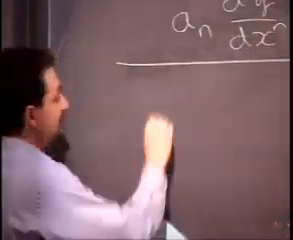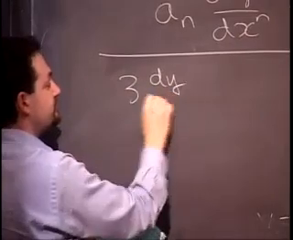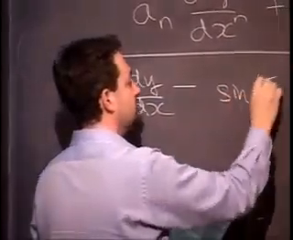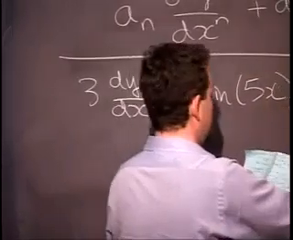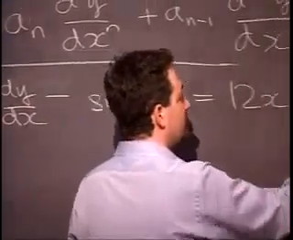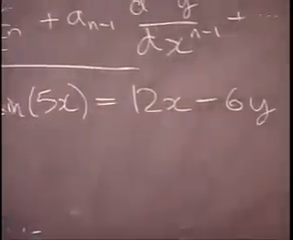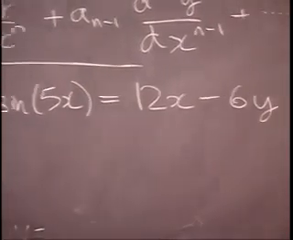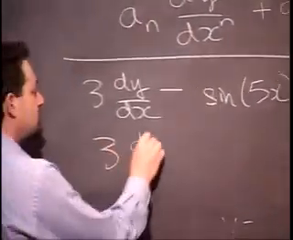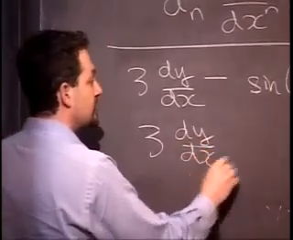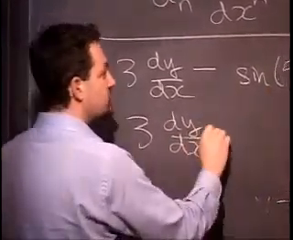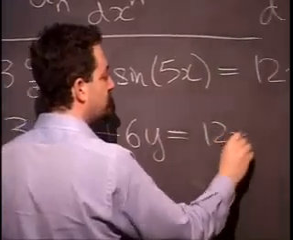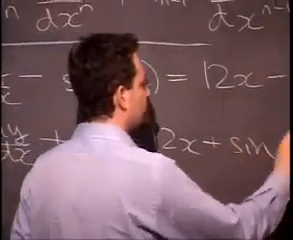If I took, say, 3 dy/dx minus sine of 5x equals 12x minus 6y, I could rearrange this to put all the x stuff on the right and all the y stuff on the left, and I get 3 dy/dx plus 6y equals 12x plus sine 5x.